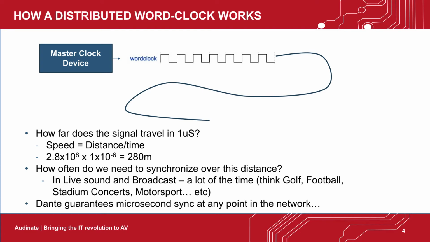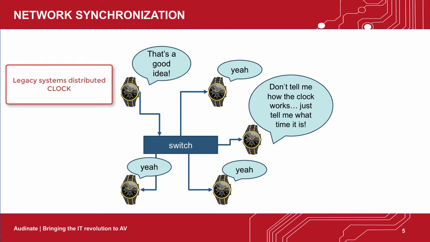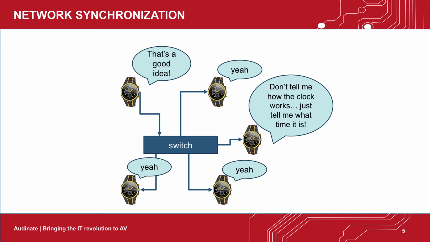How does this work? The concept of digital clocking is there to keep devices in time. On legacy systems, a clock is distributed. In modern network systems, time can be distributed. Distributing time has many distinct advantages. Time is expressed in hours, minutes, seconds, or divisions of a second. Clock is just a number of pulses in a second. There's no concept of a wall clock time.